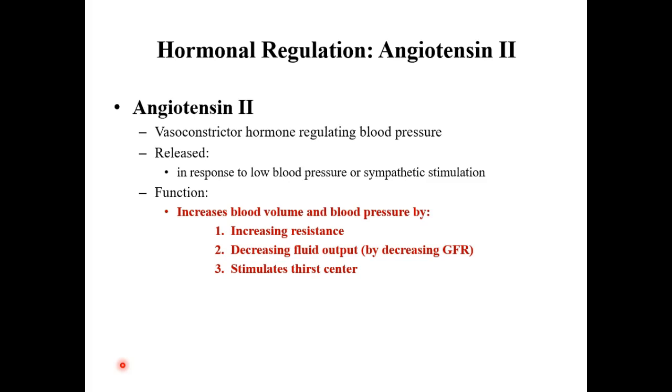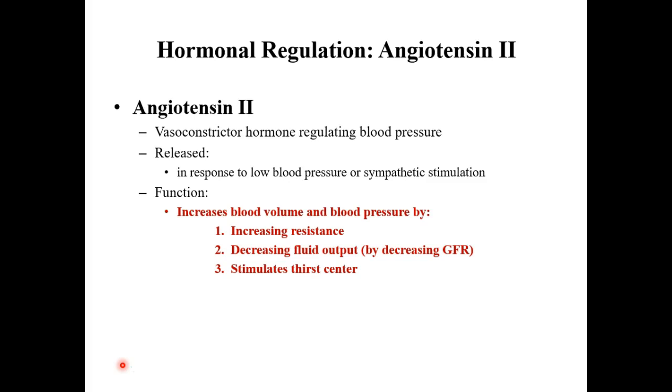So let's talk about angiotensin 2. Do you guys all remember where we get angiotensin 2? It actually is produced by your liver. Angiotensin 2 is derived from angiotensinogen, and angiotensinogen gets converted to angiotensin 1, then eventually to angiotensin 2 with the help of an enzyme called renin coming from your kidneys. Ultimately, we produce angiotensin 2 in response to any low blood pressure or any sympathetic stimulation that we have with low blood pressure.